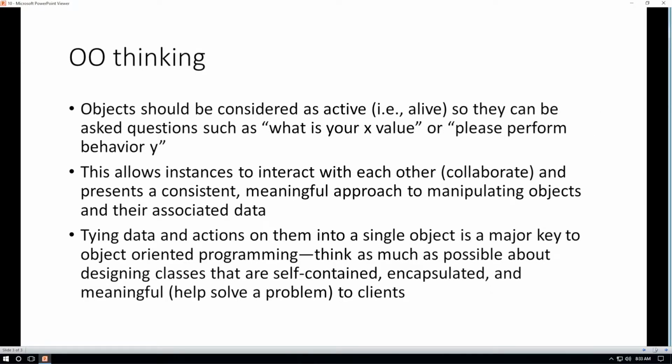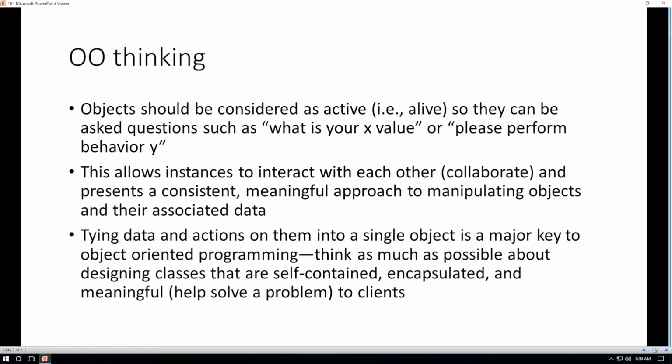One great difference between primitive data types and objects is that objects can be considered more alive or active. That is, they can be asked questions such as what is your X value, or please perform behavior Y, and we expect them to do that correctly. Primitive data types are much more passive. We just simply assign them values or extract those values from them.